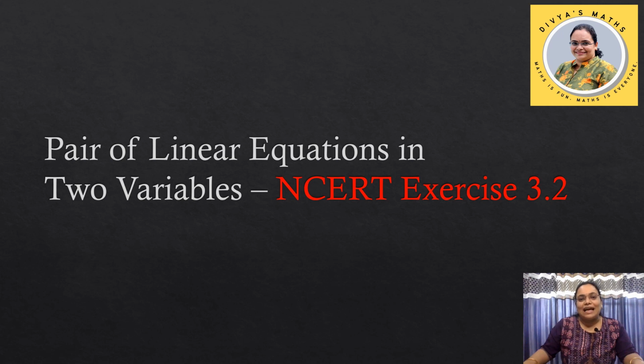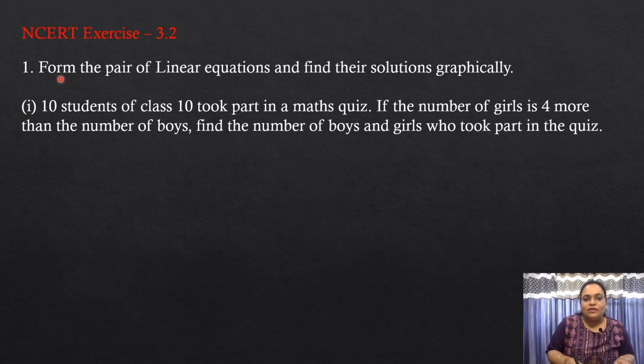Today we will discuss and solve exercise 3.2. The first question is, we need to form a pair of linear equations and find the solutions graphically. So the first question: 10 students of class 10 took part in a maths quiz. If the number of girls is 4 more than the number of boys, find the number of boys and girls who took part in the quiz. So we need to find the number of boys and girls who took part in the quiz.